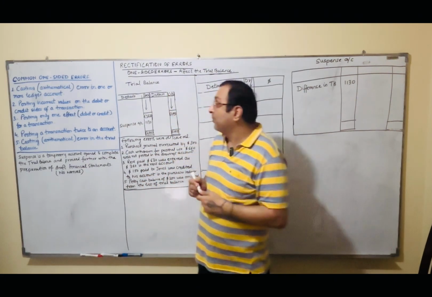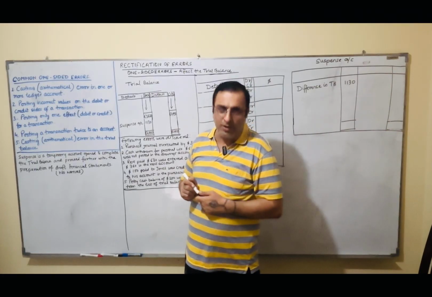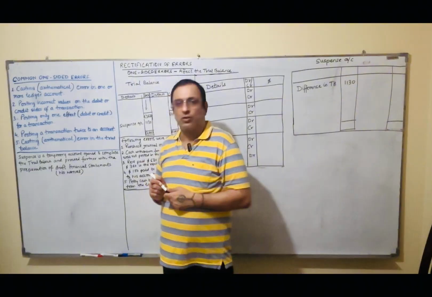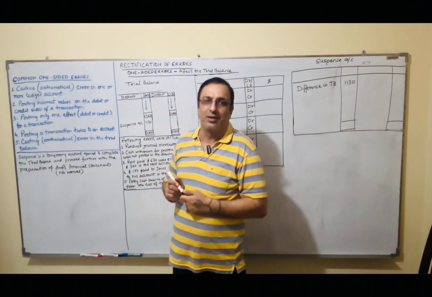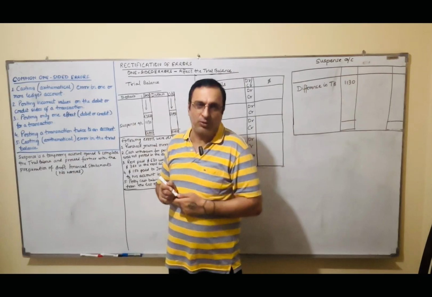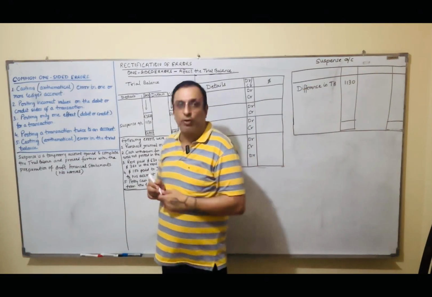Casting, again arithmetical, but in the trial balance. We make calculation mistakes in the trial balance sometimes. Our trial balance is not equal. The first thing we'll do is check our calculations once more. We might have made some calculation mistakes. So we will discuss these errors, and one more thing I would like to tell you.